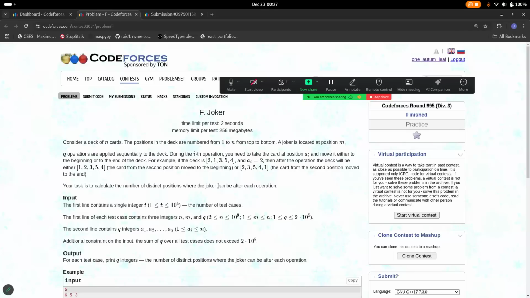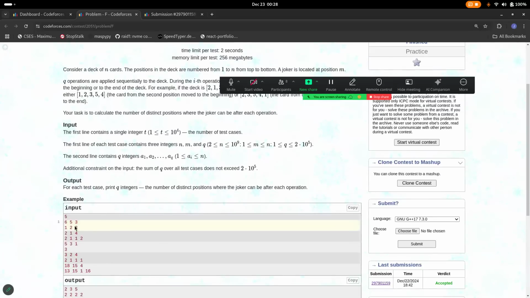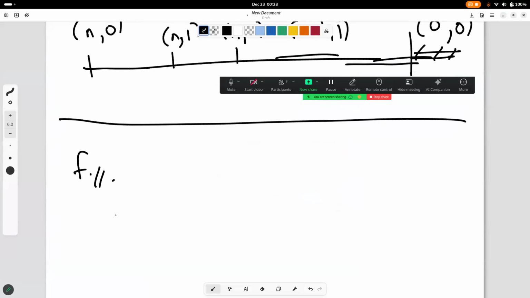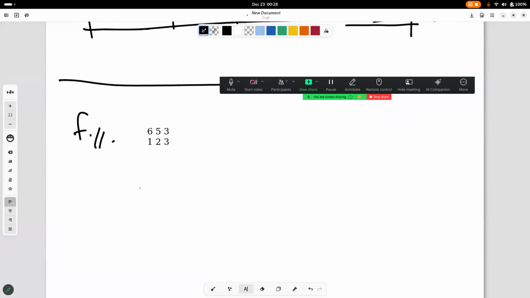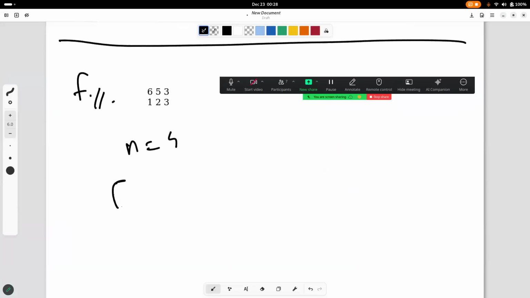And our task was to calculate the number of distinct positions where the Joker could have been after each of the operations. So let's consider the first sample test case. In this test case, you had n equal to 6. So you had a deck of 6 cards.